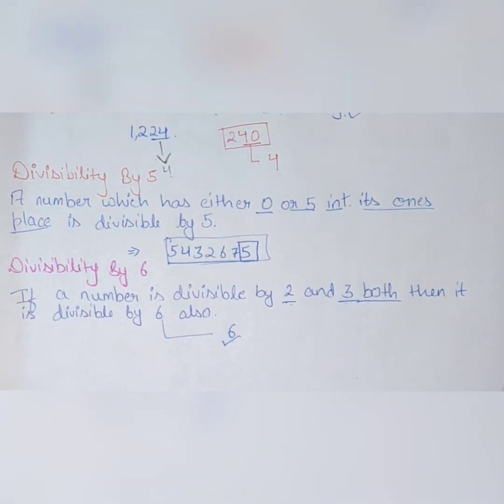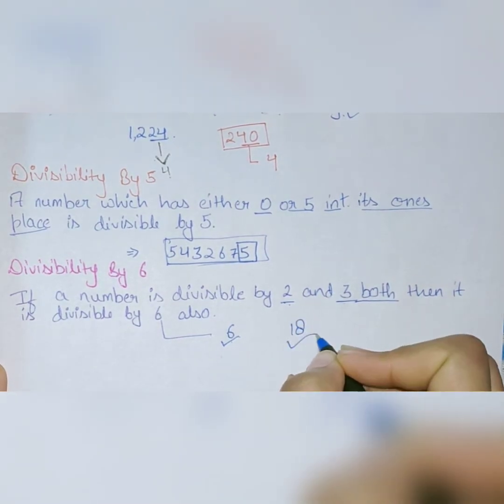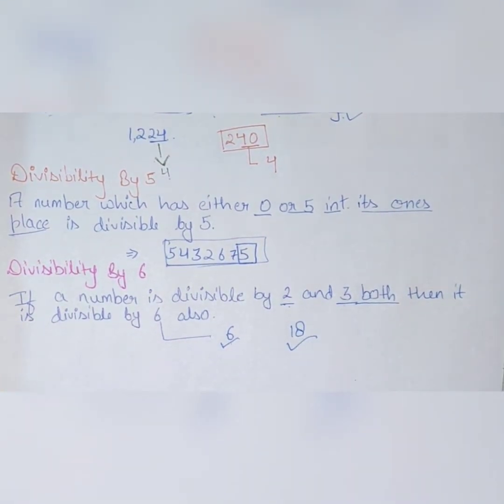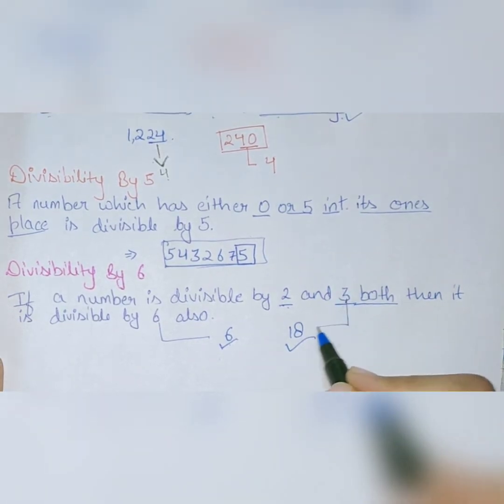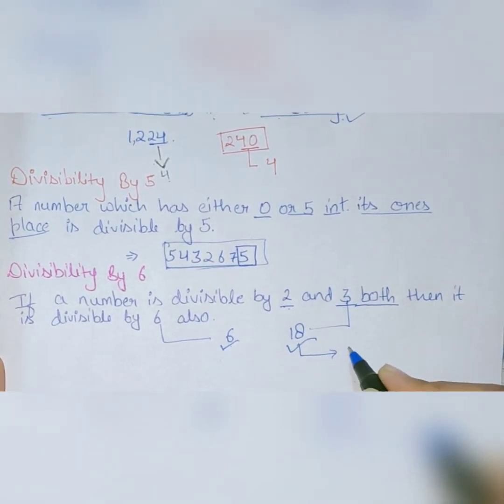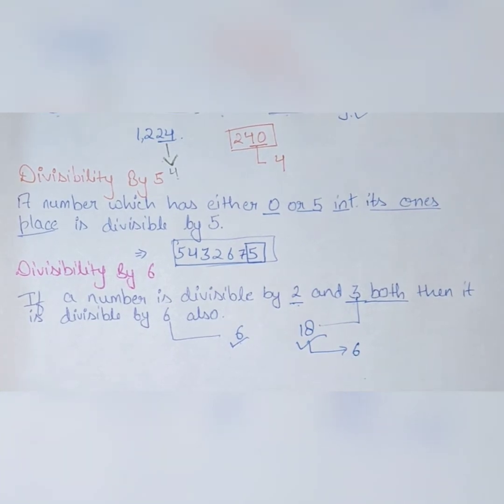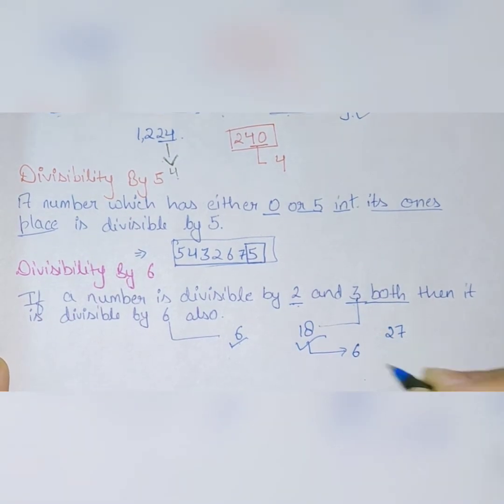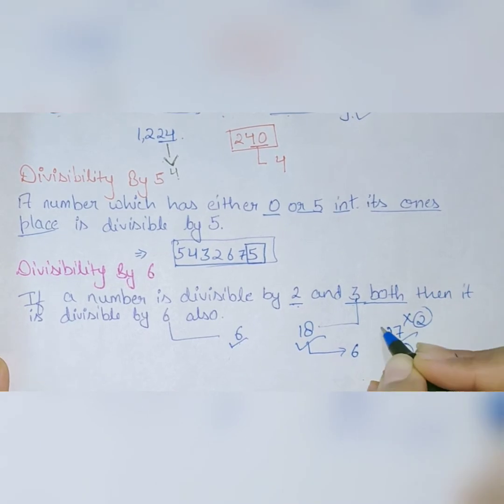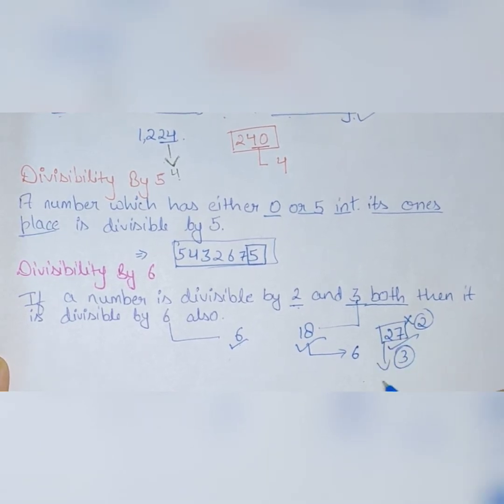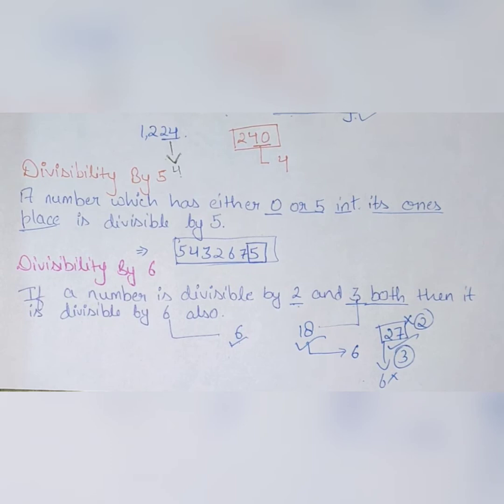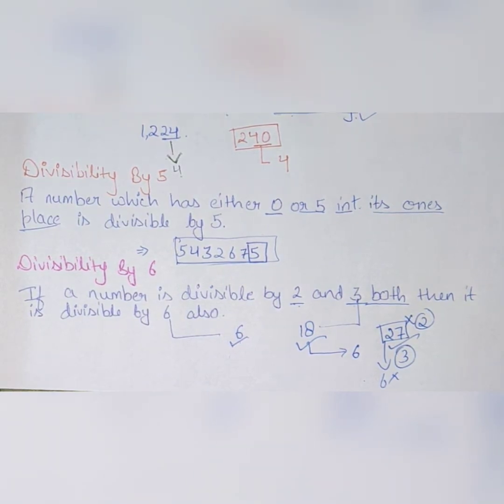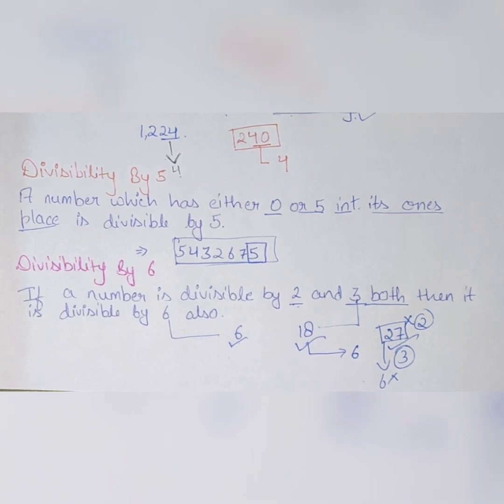Now let's take a number 18. 18 is completely divisible by 2 and is also completely divisible by 3. So we can say that 18 is divisible by 6 also. Now another number we have is 27. Now 27 is divisible by 3 but it is not divisible by 2, so 27 will not be divisible by 6. That is, for divisibility by 6, a number should be divisible by both 2 and 3.